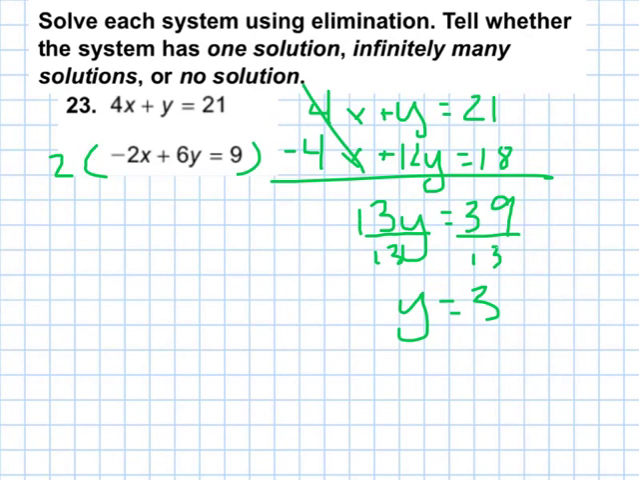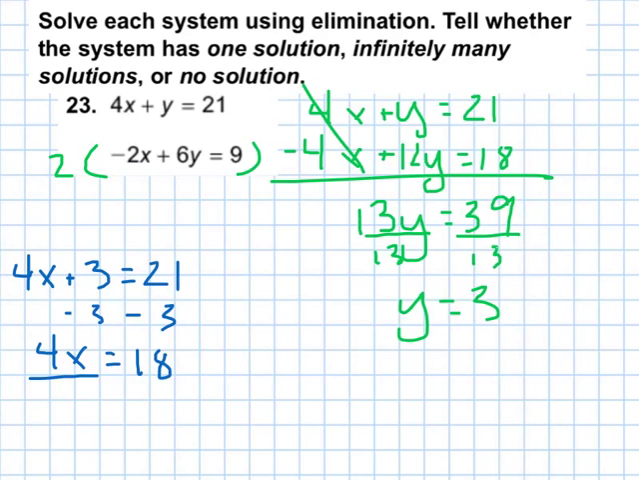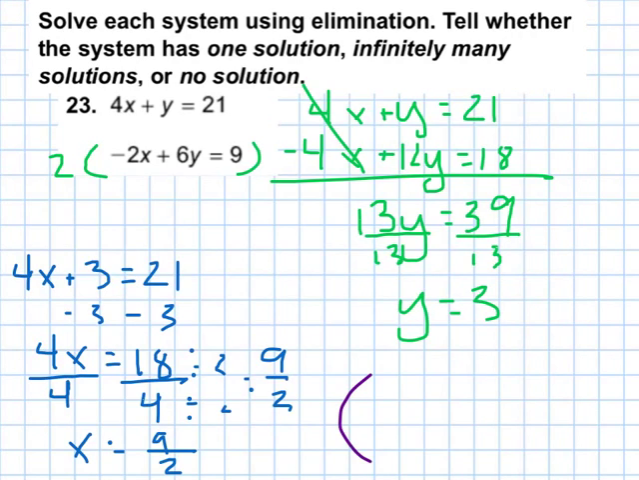So we'll take that and we'll plug it in to the equation. I'm going to go ahead and take maybe the top equation. 4x plus 3 equals 21. Subtract 3. 4x equals 18. We will divide by 4. x equals 18 over 4, but let's reduce that. Divide by 2 over 2, and that'll be 9 over 2. And we'll write it as an ordered pair. 9 over 2, comma 3.